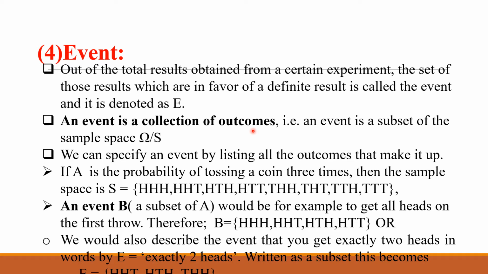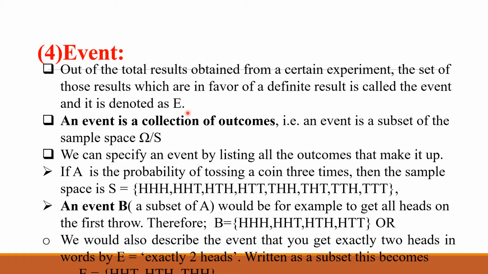It's a collection of outcomes. It is a subset of the sample space. Now, out of the total results obtained from a certain experiment, the set of those results which are in favor of a definite result is called the event and is usually denoted by E.